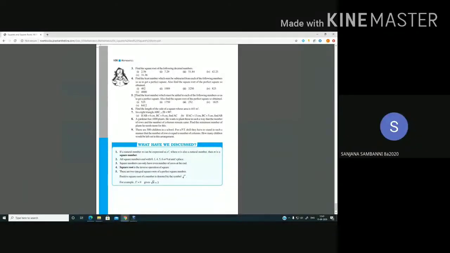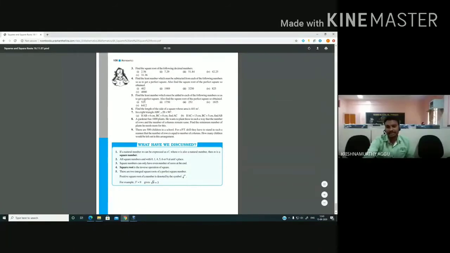Find the least number which must be added to each of the following numbers so as to get a perfect square. Also find the square root of the perfect square so obtained. Okay, let us try to understand. Find the least number which must be added. Here you observe, find the least number which must be subtracted. Only a single word differs: subtracted there, added here.